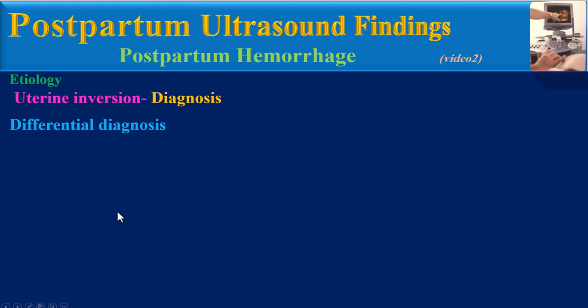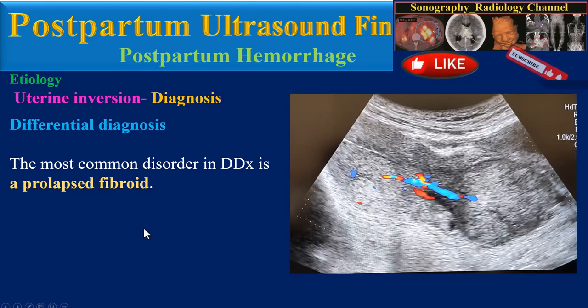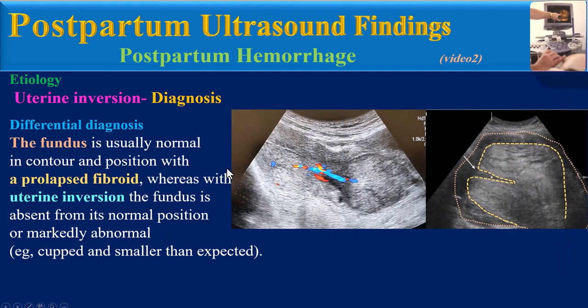Differential diagnosis for uterine inversion. The most common considered in differential diagnosis is a prolapsed fibroid. Physical and ultrasound examination of the fundus help to distinguish these two entities. The fundus is centrally normal in contour and position with a prolapsed fibroid, whereas with uterine inversion, the fundus is absent from its normal position or markedly abnormal, for example, cupped and smaller than expected.